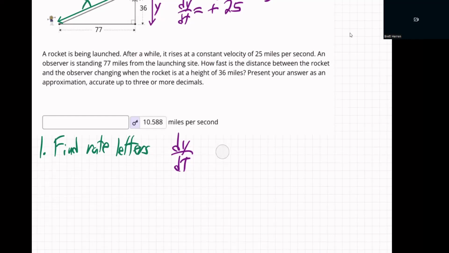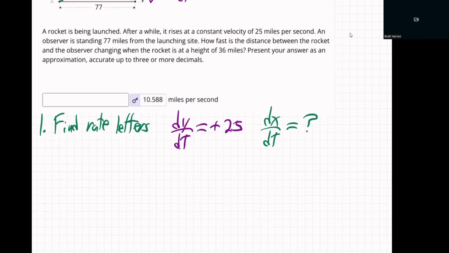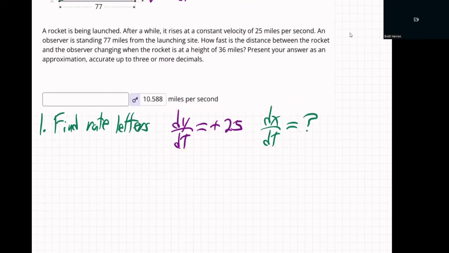Whoops, I didn't finish right here. dy/dt is plus 25. And then dx/dt is what they're asking me for, right? How fast is that changing? That distance, how fast is it changing, right? How fast is the distance between the rocket and the observer changing when the rocket's at a height of 36 miles? All right. So these are the only rates they speak of.